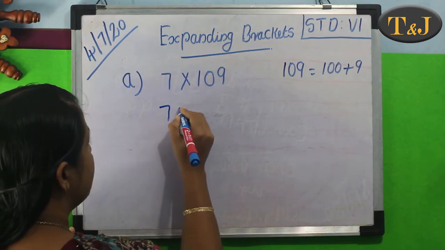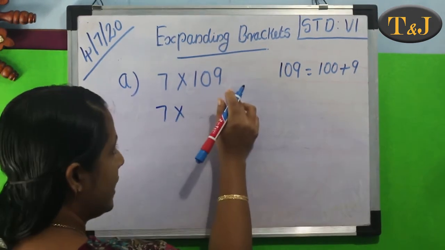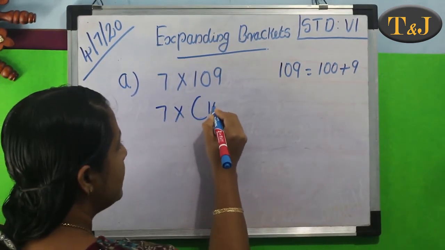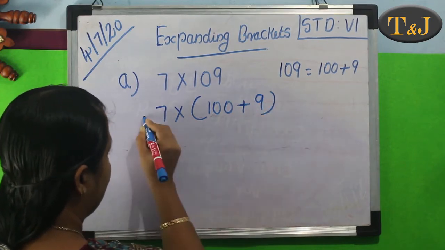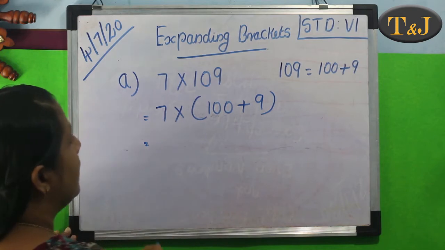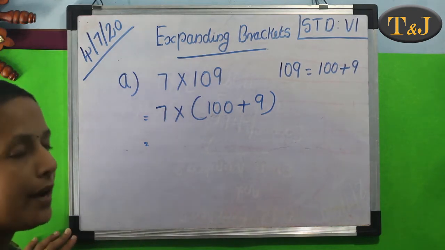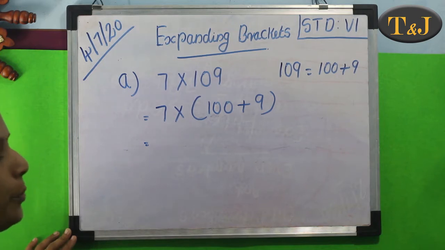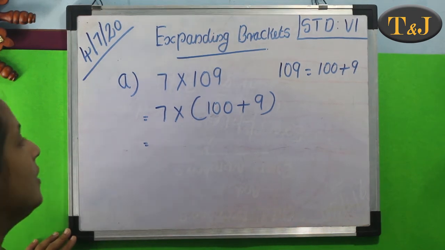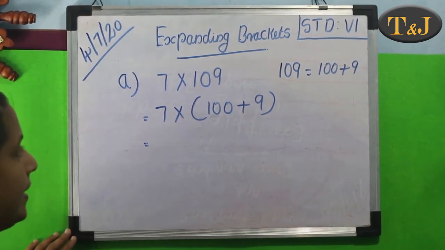So we write 7 multiply, and in the place of 109, now we write 100 plus 9. Now we get 7 multiplied by 100 plus 9. Actually it is a property, the distributive property. We will study this property in the next classes. So how can we multiply this number?